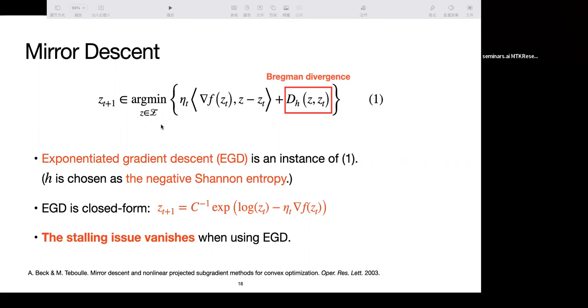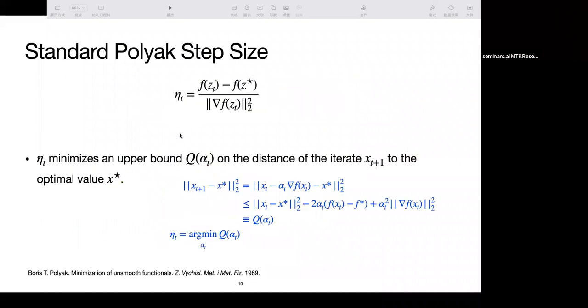Roughly speaking, mirror descent is a first order method which contains the gradient descent and the exponentiated gradient descent. And it requires a quantity called the step size eta t here. The step size we introduced here is called the Polyak step size. And as I talked before, the original Polyak step size requires the minimum value of the objective function.